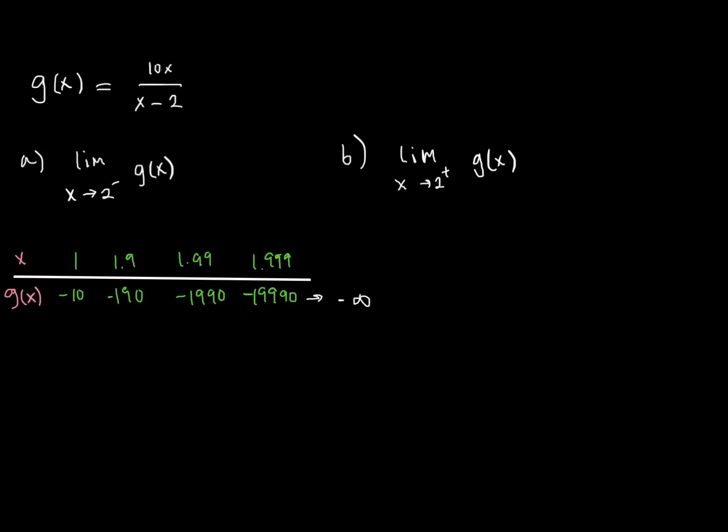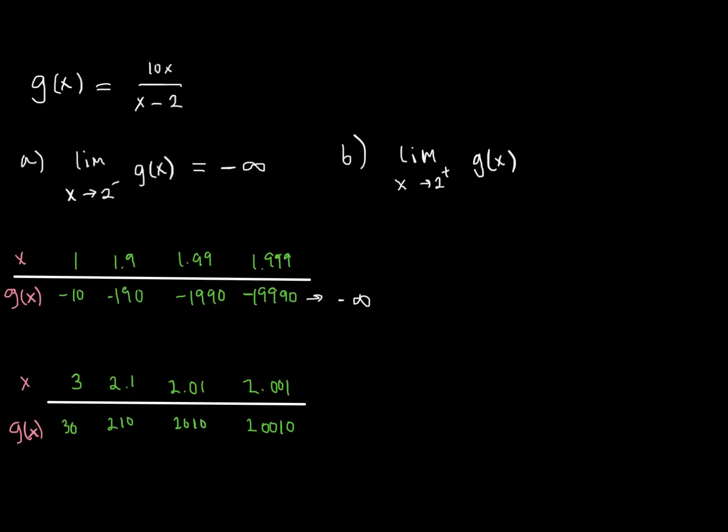So we would say that this is approaching negative infinity. Okay, so the limit as x approaches 2 from the left of g of x is equal to negative infinity. All right, so now let's take a look at the limit as x approaches 2 from the right of g of x. And again, let's make a table here since all of the other options aren't really available to us.